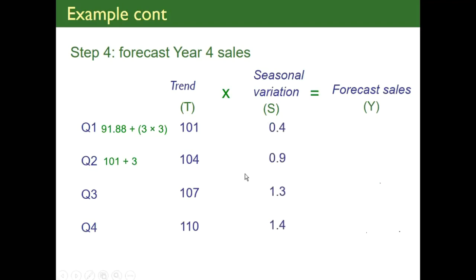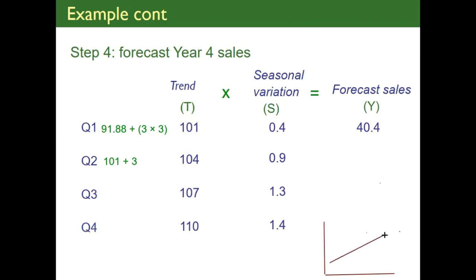So it said that in quarter 1, the average line is 101. Seasonal variation is 0.4, and therefore your forecast sales will be 40.4. So which means that if you have got something like this, and this is your trend line here, and this is quarter number 1, average is here, which is say 101. But in quarter 1, the actual sales are below that point here. But then it moves up and then it goes like this.